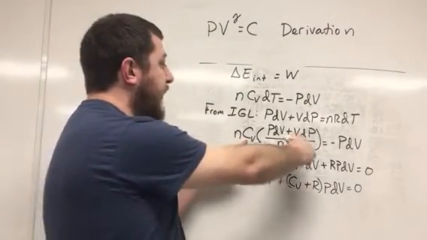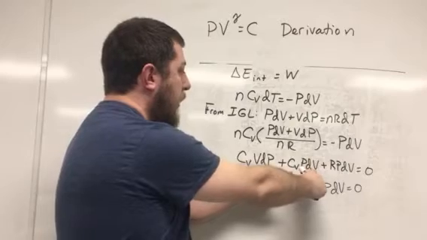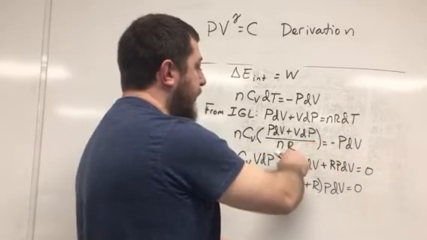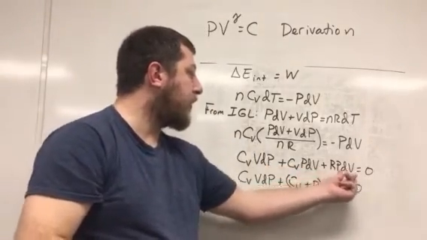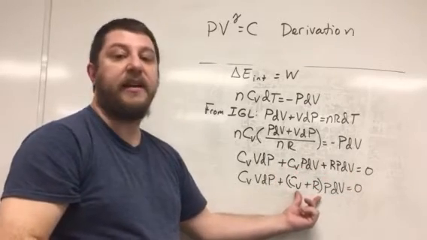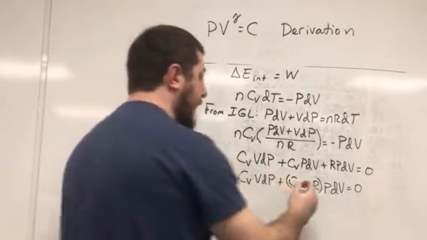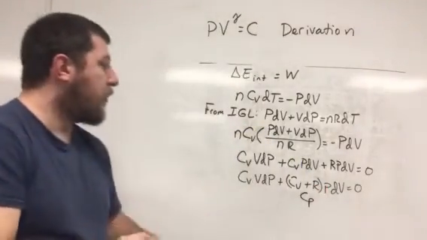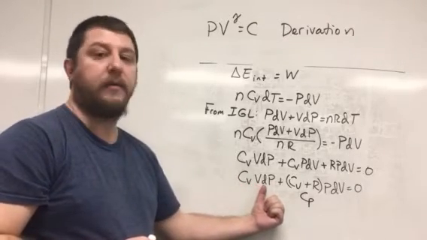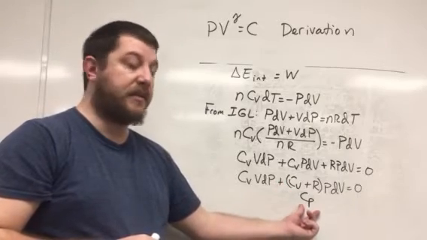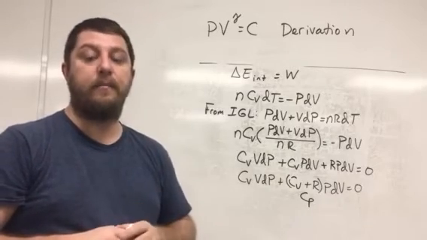So I'm going to be left with CV times VdP, and then CV times PdV, plus, if I add this over to this side after having multiplied through by R, I'm going to get RPdV. So now I have PdV here in both terms, and I can factor my PdV out, and I'm left with CV plus R. But if you remember, CV plus R is the same thing as CP. So what this equation is saying is that the specific heat at constant volume times the volume times my pressure differential plus my specific heat at constant pressure times my pressure times my volume differential, the sum of those two numbers must be 0.